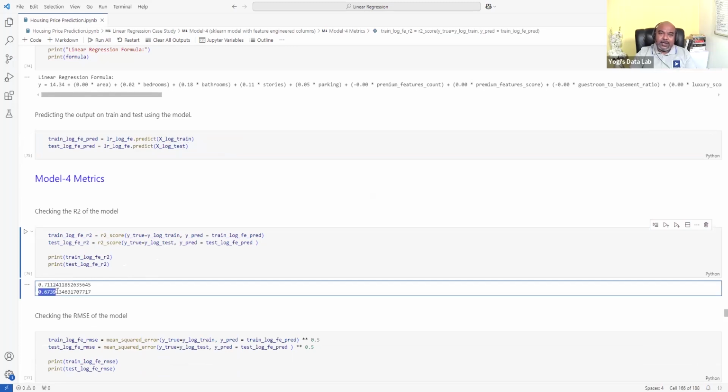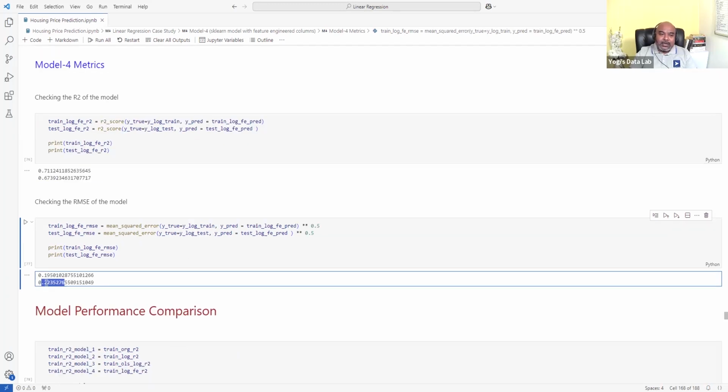Slight overfitting because the gap is around 3.5–4%. So there's a slight overfitting here. But overall, I see that the performance has improved when I went with feature engineering. When you look at the RMSE, it is still comparable. It is 0.20 approximately and 0.22.